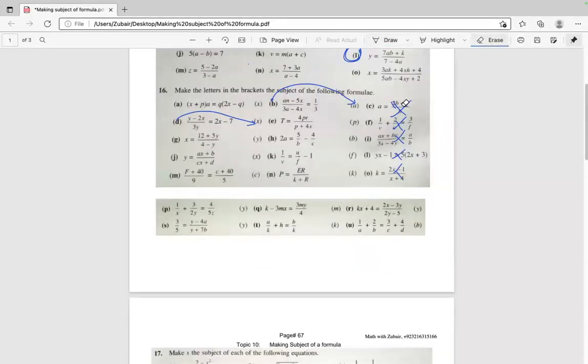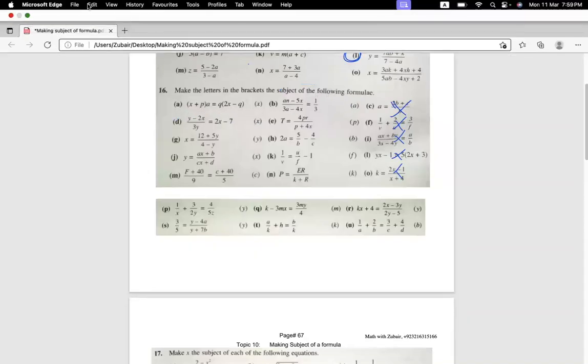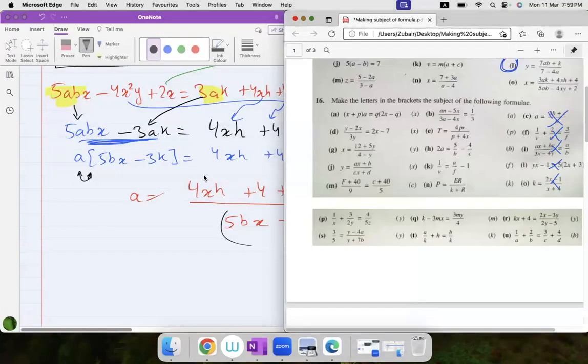So B, currently these last parts are not completely visible. B is of same nature. B is with A, right? Yeah, A. Okay.